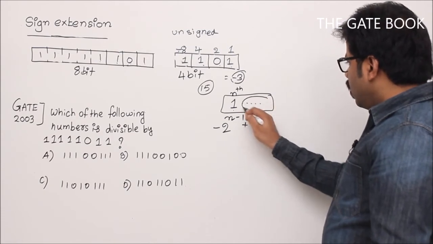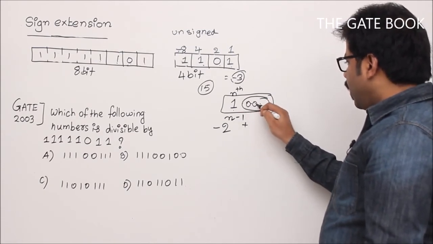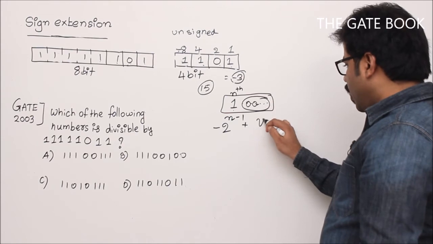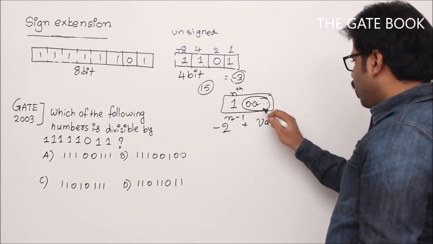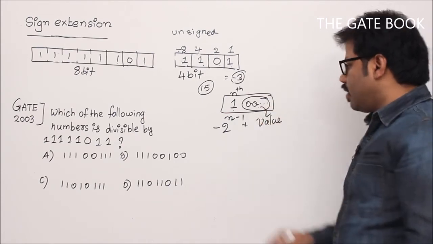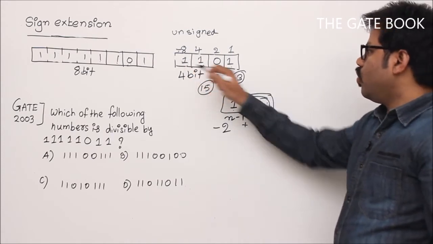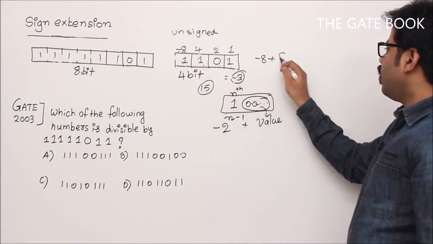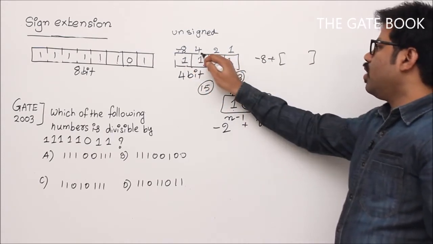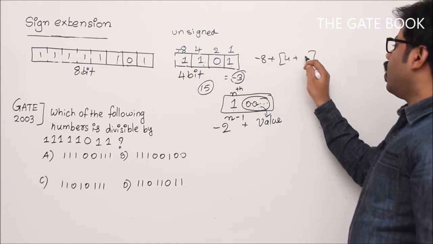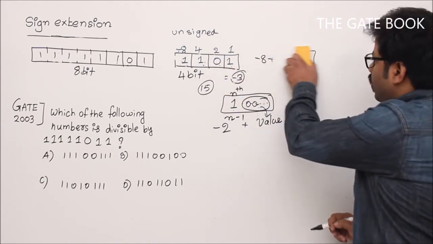Based on the pattern, we will have some value, whatever it is: minus 2 power n minus 1 plus the value which you get because of this pattern. Example here, this would be minus 8 plus some value, correct? What is that value? That value is nothing but 4 plus 1, doesn't matter. Let's treat it as value.